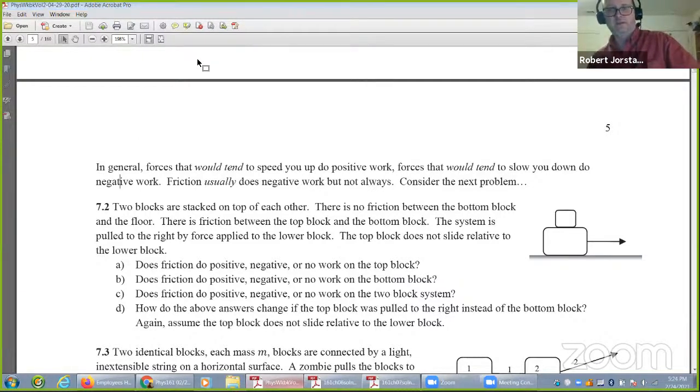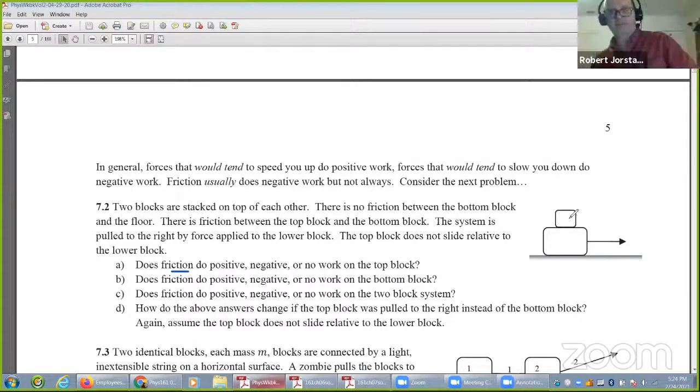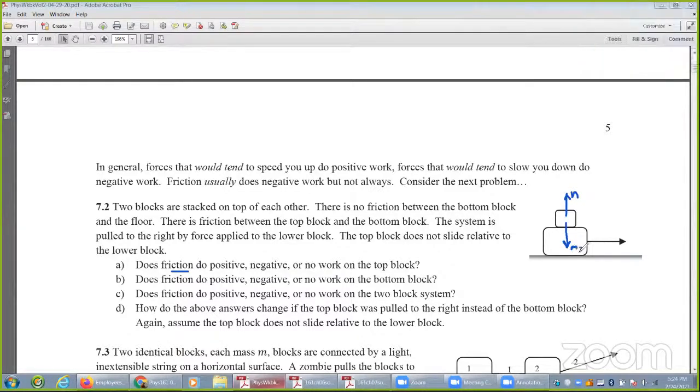You tell me. For the first block, the upper block, does friction do positive, negative, or no work? No work. Positive. Well, let me ask you this. Let's do an FBD. There's a normal force. There's mg. Which way is friction on the upper block? Forward. To the right.